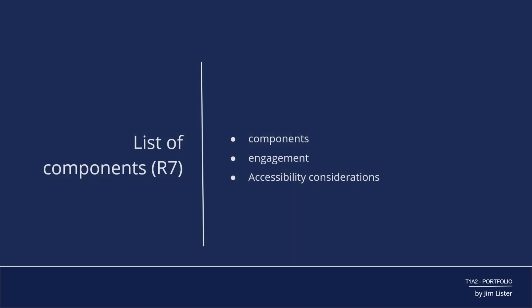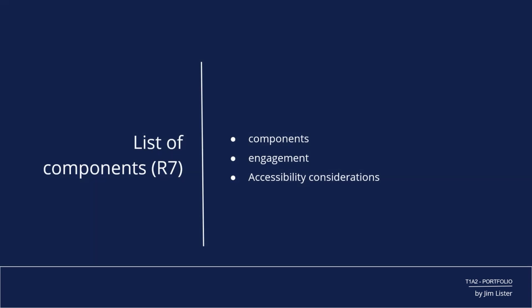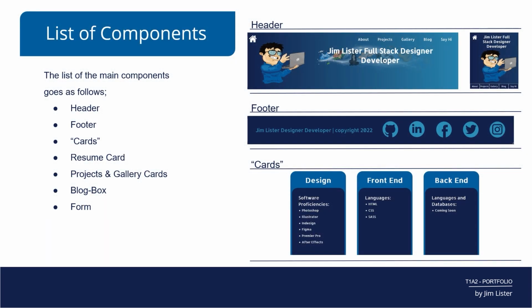Okay, so the next section is all about a list of my components and how I've used styling to engage the audience, which in this case is a prospective employer. I've also included some accessibility considerations, which I feel is a big part of engagement, and I'm sure we'll explore these concepts further down the road in the course. Okay, so my list of components. The list of the main components are as follows.